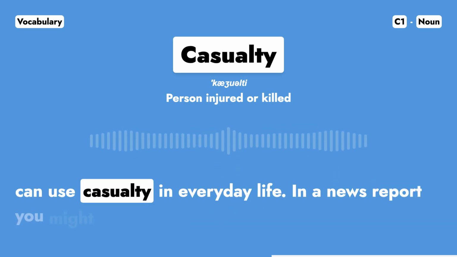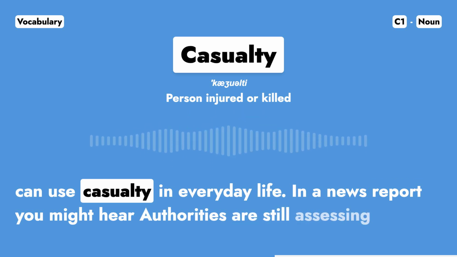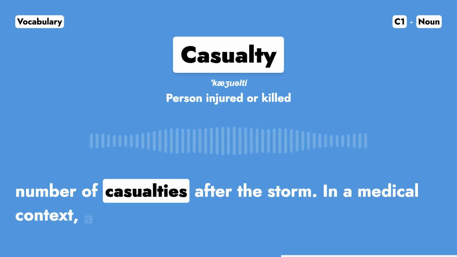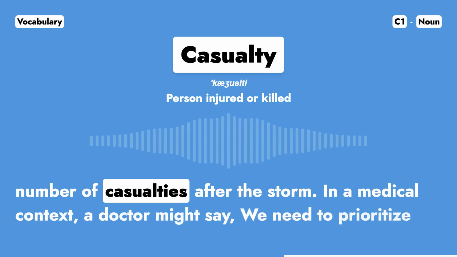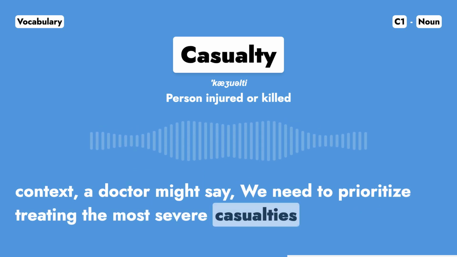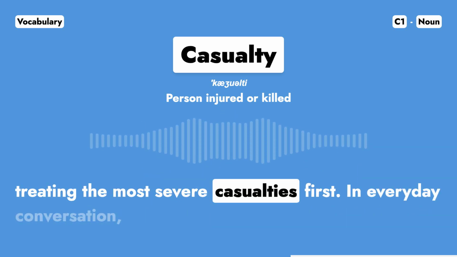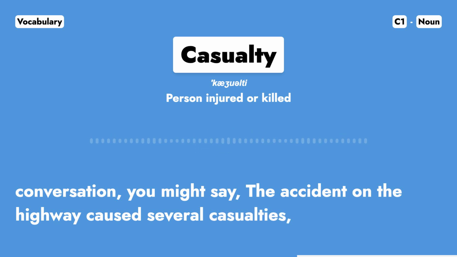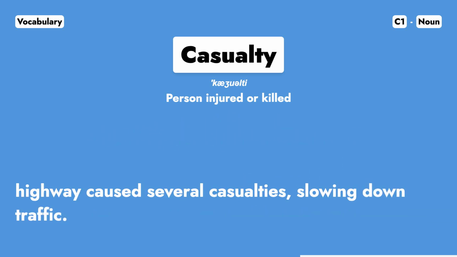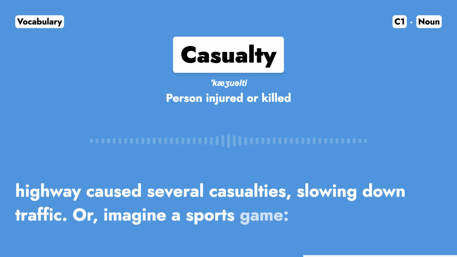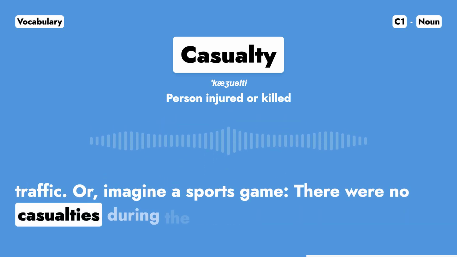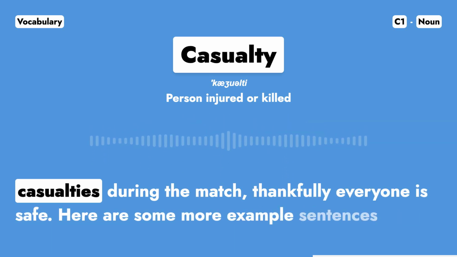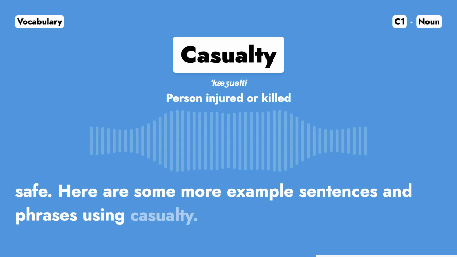Let's explore how we can use casualty in everyday life. In a news report, you might hear authorities are still assessing the number of casualties after the storm. In a medical context, a doctor might say, we need to prioritize treating the most severe casualties first. In everyday conversation, you might say, the accident on the highway caused several casualties, slowing down traffic. Or, imagine a sports game. There were no casualties during the match. Thankfully, everyone is safe.